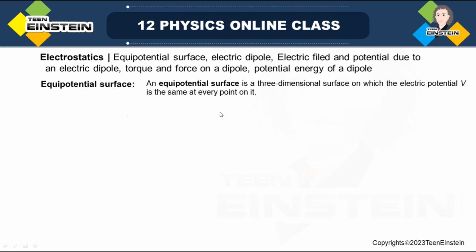First, let us learn what is called an equipotential surface. As you can guess from this word itself, equipotential means a surface everywhere on which the electric potential will be equal. So an equipotential surface is a three-dimensional surface on which the electric potential is the same at every point on it. Okay, so you might be thinking, what is this?